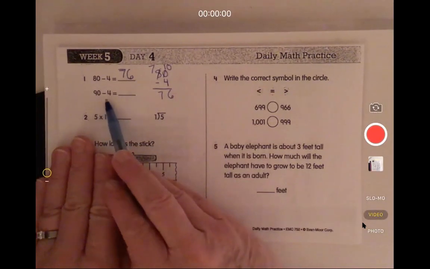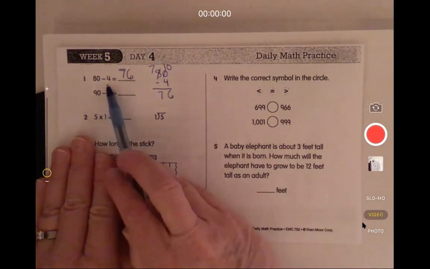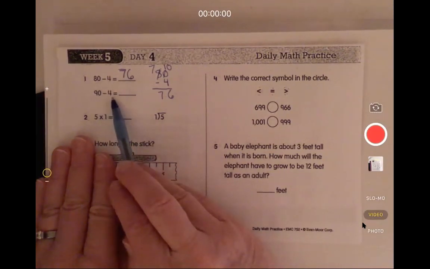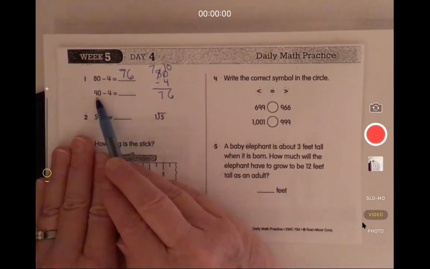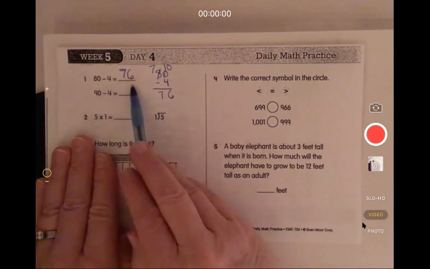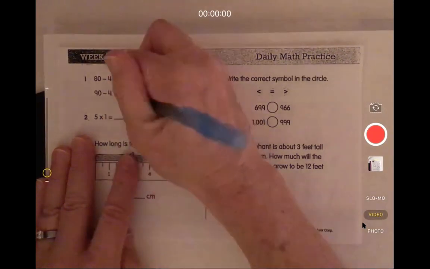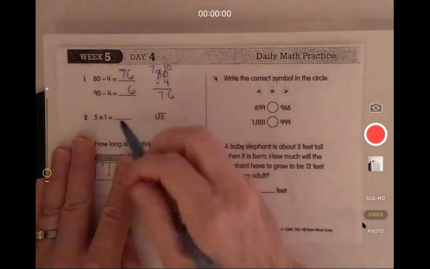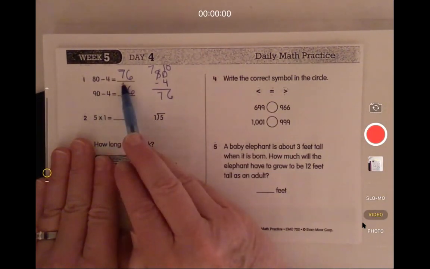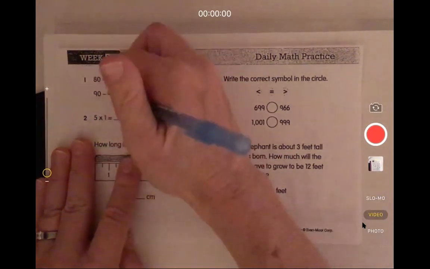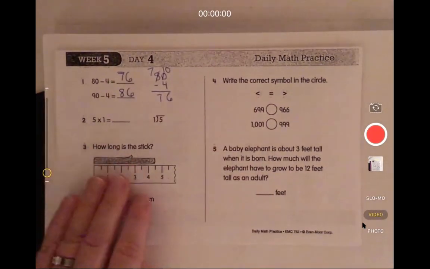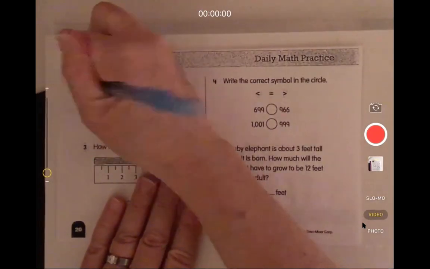As I look at 90 minus 4, remember I'm thinking, what did it have in common? How can this one help me solve this one? Well, if there's one more 10 here and the 4 is the same, that means that the ones place is going to stay the same. So it'll be a 6. But that just means when I subtract, there's going to be one more 10. So 1 more than 7 would be 8. So 86. All right, give yourself a mark.